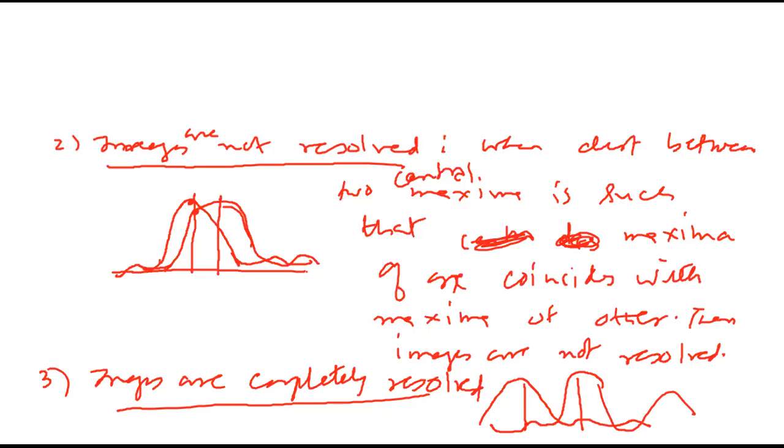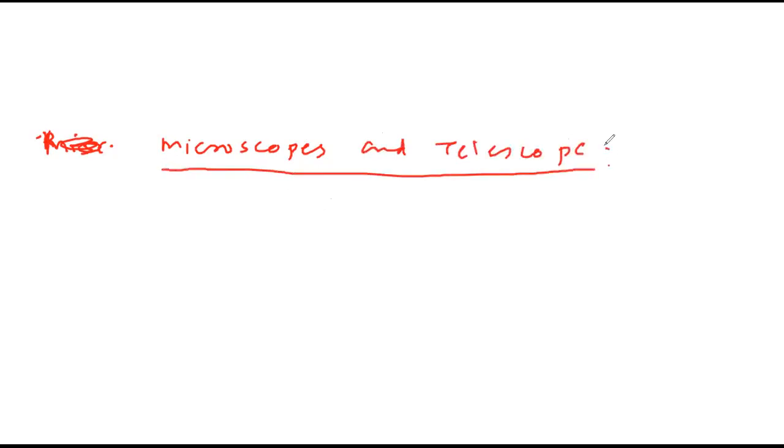When distance between central maxima is such that maxima of one coincides with the first secondary minima of the other, then it is completely resolved. Now the last two points are left out. That is the limit of resolution of microscope and telescope, the formula.